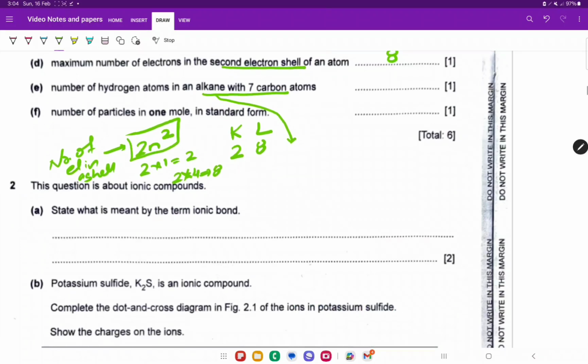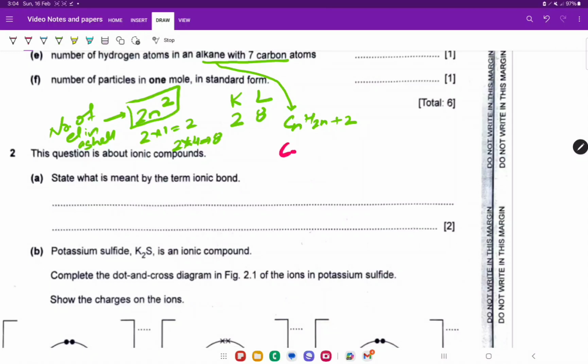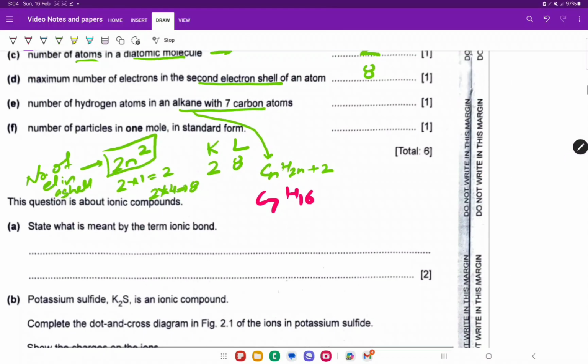Alkane with 7 carbon atoms: CnH2n+2 is the general formula for alkanes, as we all know. Now, if n equals 7, then C7H(14+2), which is C7H16. This is the formula for alkanes with 7 carbon atoms. Number of hydrogen atoms will be 16 in this answer.